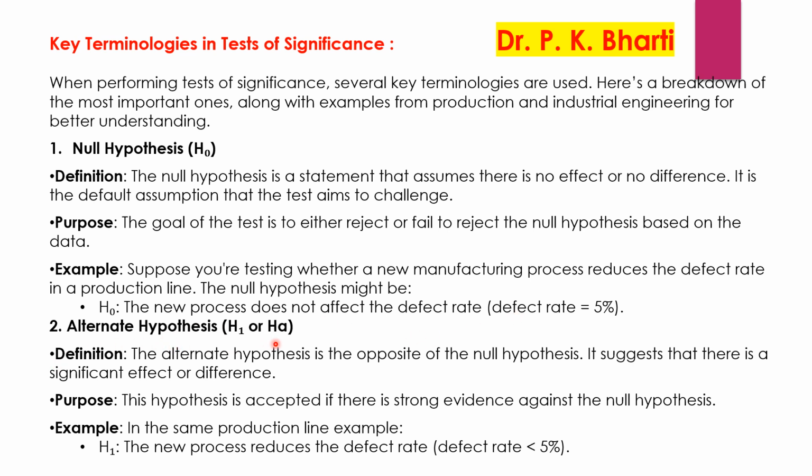Alternate hypothesis. The alternate hypothesis is the opposite of the null hypothesis. It suggests that there is a significant effect or difference. The purpose of this hypothesis is that it will be accepted if there is strong evidence against the null hypothesis. For example, for the above example, the alternate hypothesis can be the new process reduces the defect rate, that is, defect rate is less than 5%.